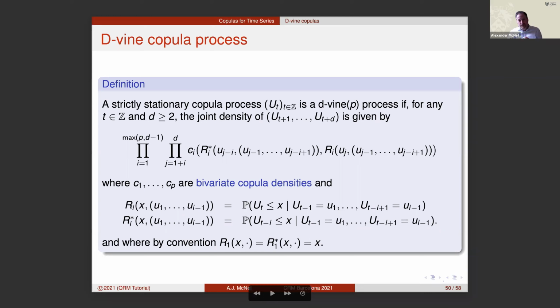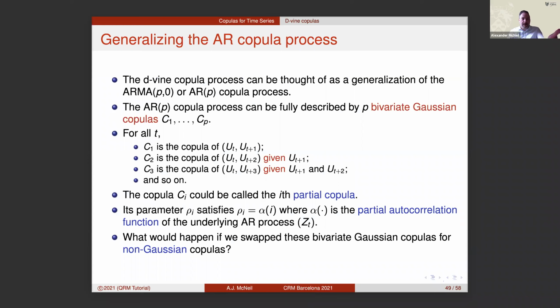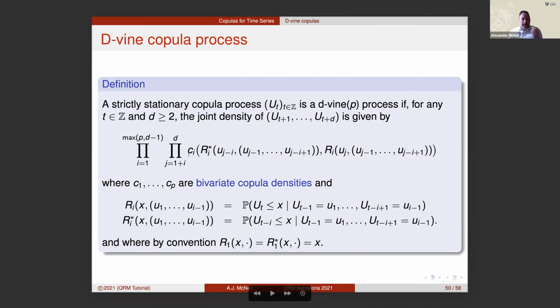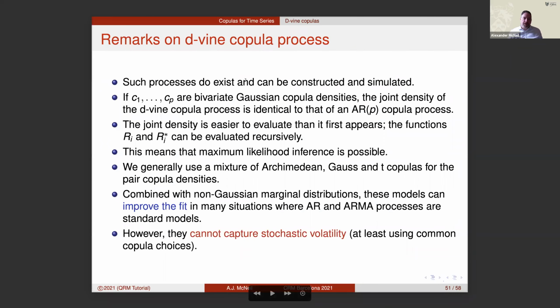If they were Gaussian, this would just be the ARP Gaussian copula process. So if all of these copulas were Gaussian, this would be exactly the same as the ARP process on this slide. But they can be different. And I won't even go into the construction of the R functions here. All I want to say is the following. Such processes do exist. They can be constructed, they can be simulated, they can be estimated. If C1 to CP are bivariate Gaussian copulas, the joint density of the divine copula process is identical to that of an ARP copula process, but they don't have to be Gaussian. So this is a way of getting non-Gaussian serial dependence.